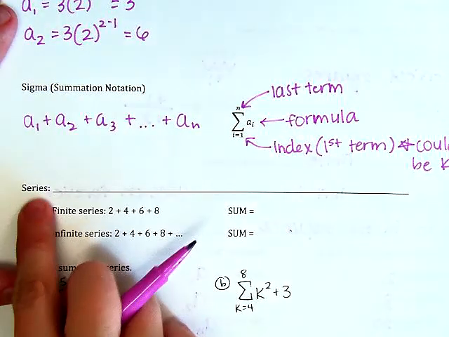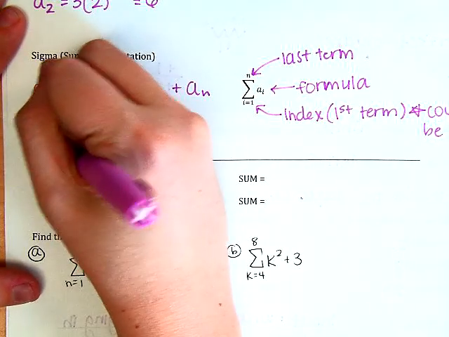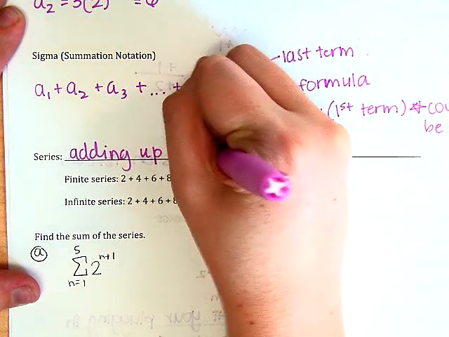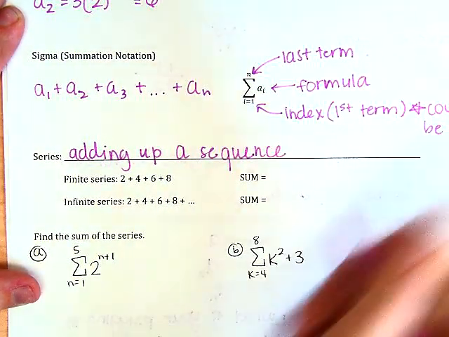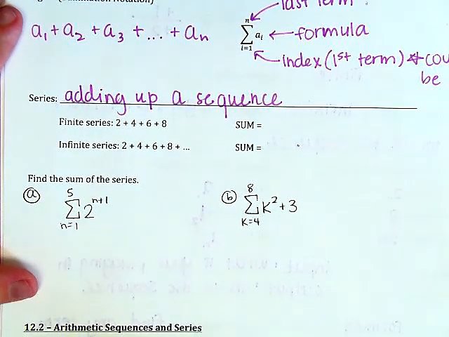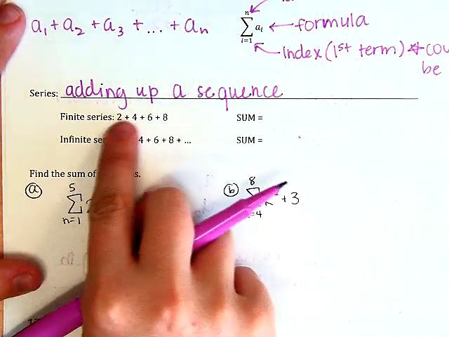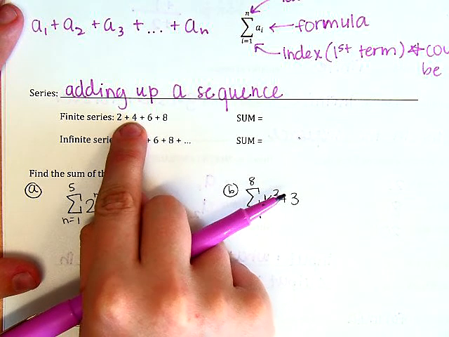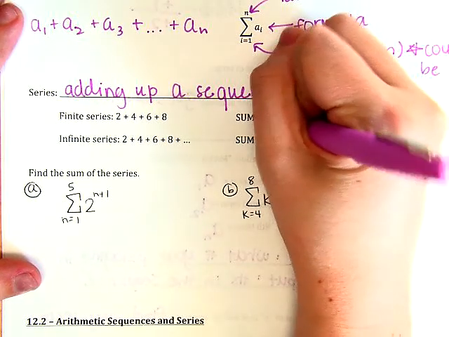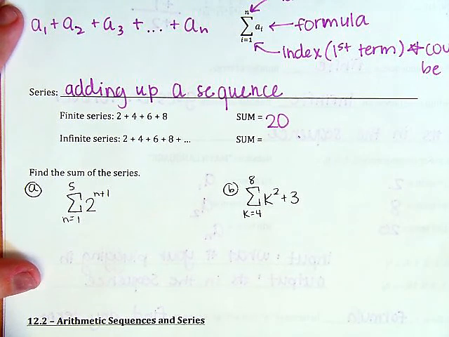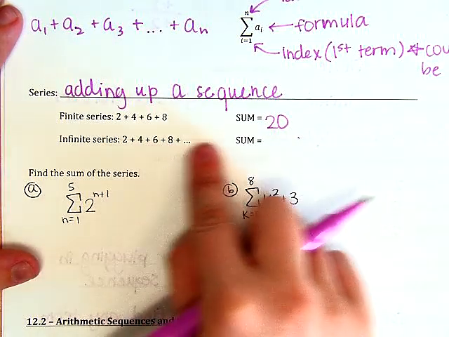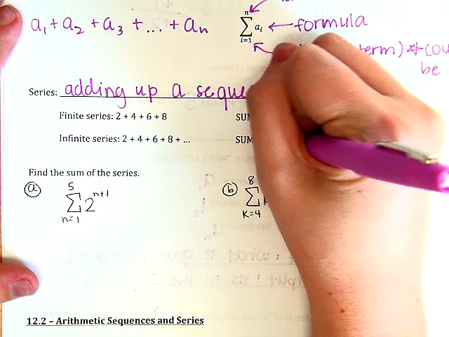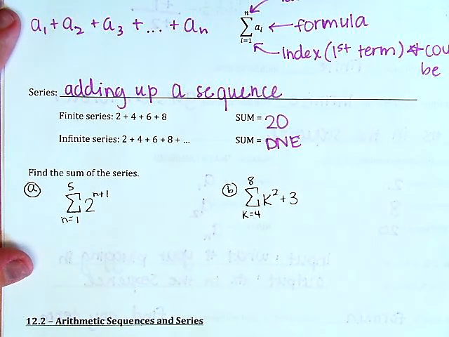Summation notation and series are very similar. A series is you're adding up a sequence. So if I look at my finite one, remember that ends, that's why there's no dot, dot, dot like there is on this one. If I added these up, 2 plus 4 plus 6 plus 8, my sum would be 20. If I have an infinite series, it goes on forever, what would my sum be? Well, if it goes on forever, it's going to be infinite, so I don't have a sum. Does not exist.